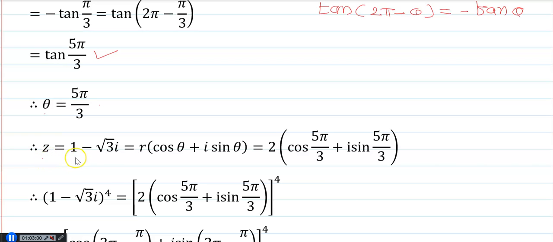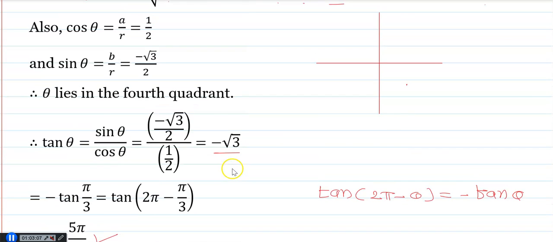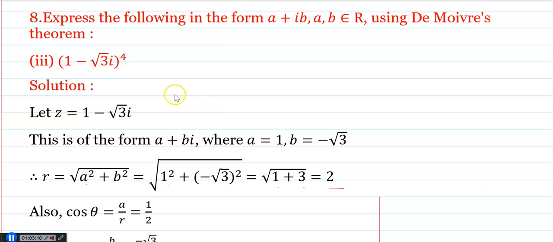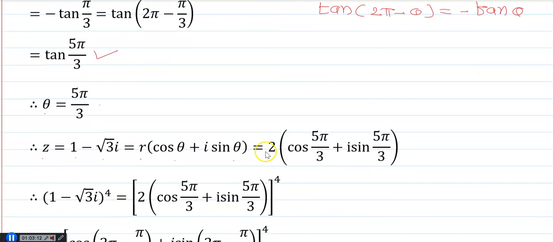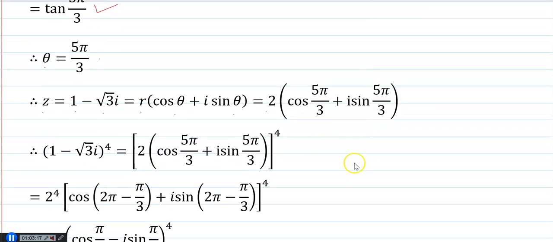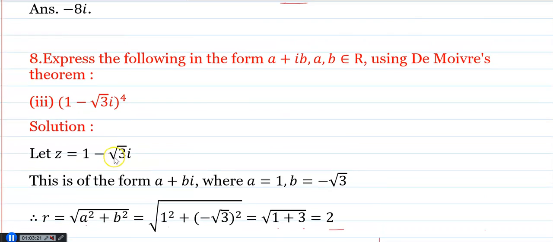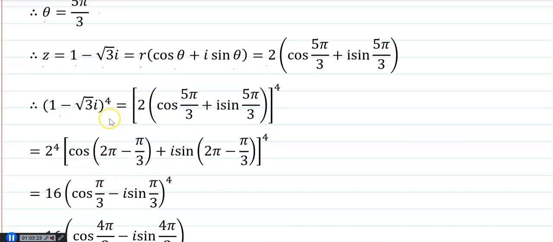Again, z is equal to 1 minus root 3i, that is equal to r times cos theta plus i times sin theta. The value of r is 2. Therefore, 2 times cos of 5 pi by 3 plus i times sin of 5 pi by 3. Okay, 1 minus i root 3 bracket raised to 4. Okay, this is the bracket raised to 4. That is 2 times cos of 5 pi by 3 plus i times sin of 5 pi by 3, bracket raised to 4. Therefore, here is 2 raised to 4.